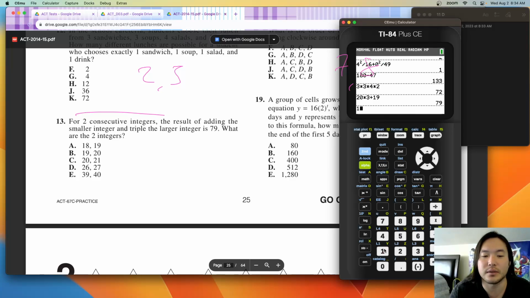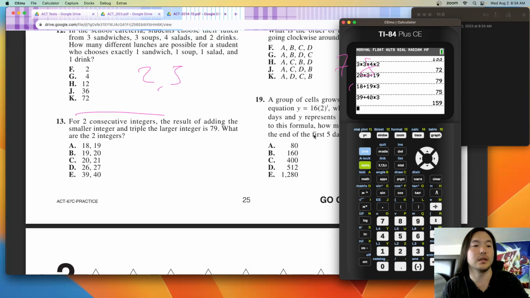Obviously, if you try the other ones, it's not going to be correct, right? 18 plus 19 times 3. This ain't it. 39 plus 40. I mean, this one also ends in 9, but I can just see it. This is not the correct answer. This number's gonna be huge. Yeah, that's not it.